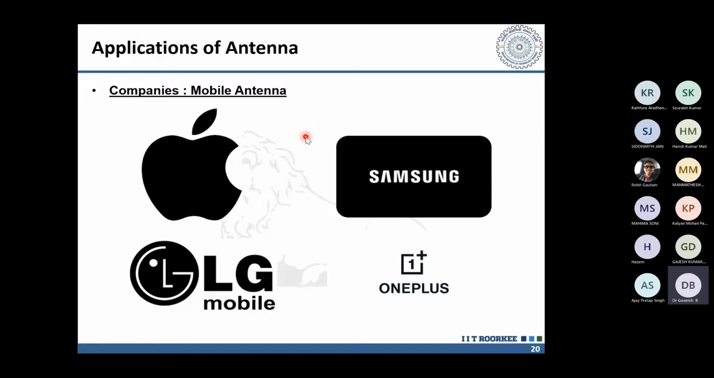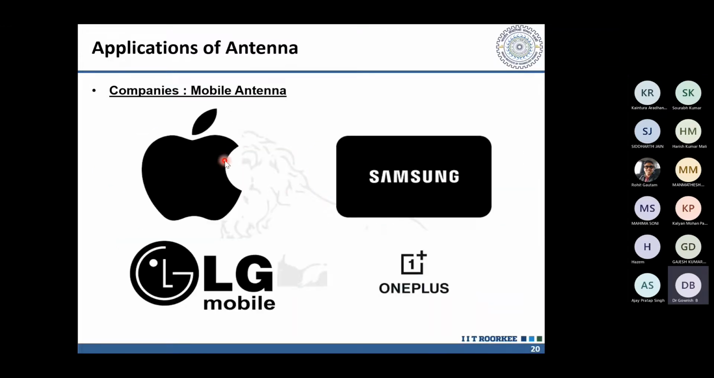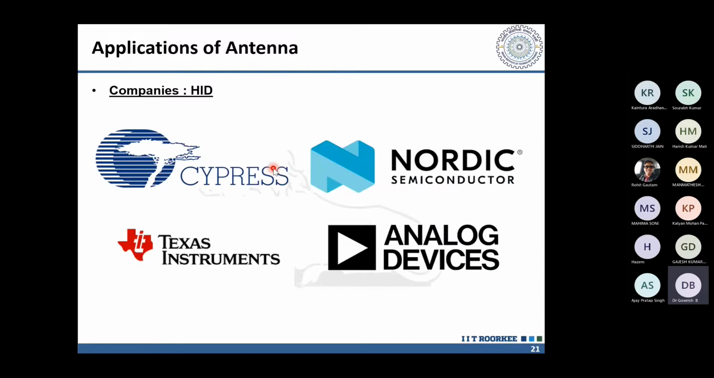So that will be the requirement in such companies. Then we have other companies which are working on HID, or they are called ODMs, original device manufacturers. So these are called OEMs, original equipment manufacturers. And these companies are called ODMs, original device manufacturers. So these are the companies which actually design antennas.